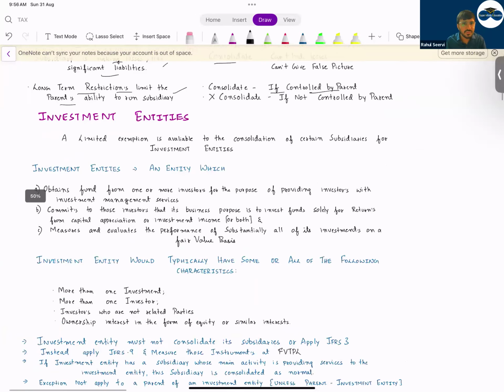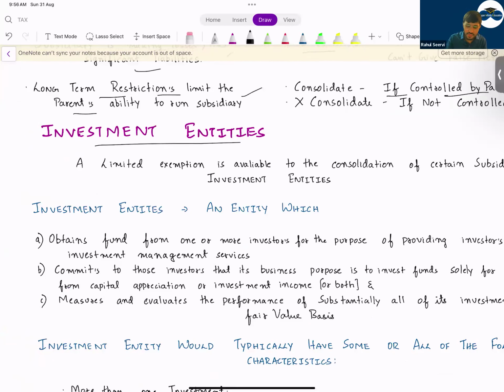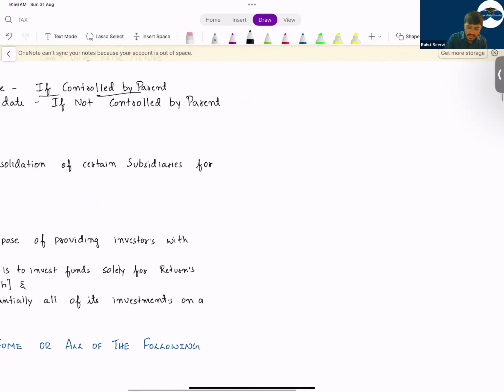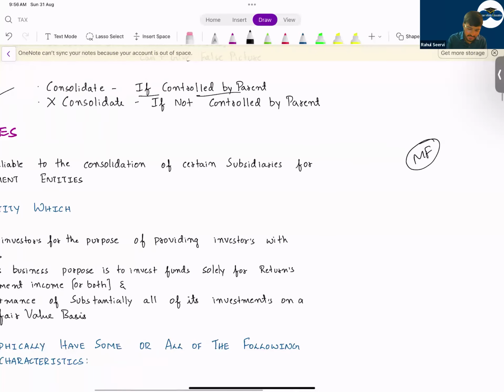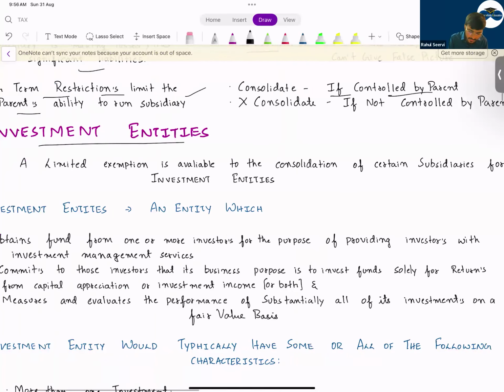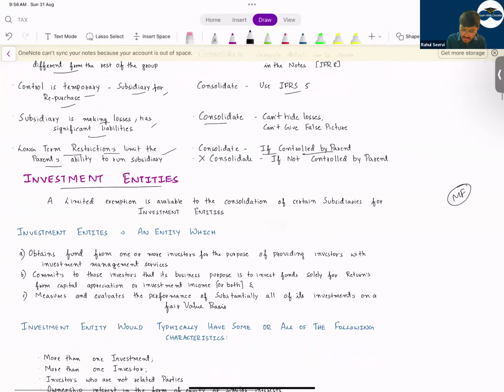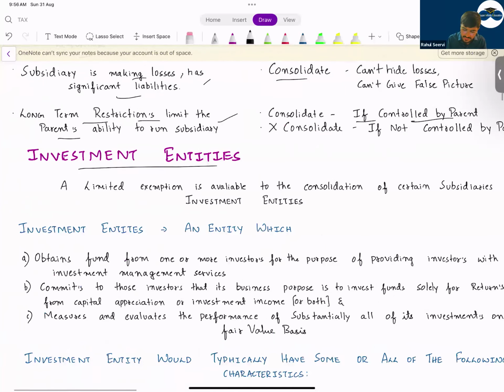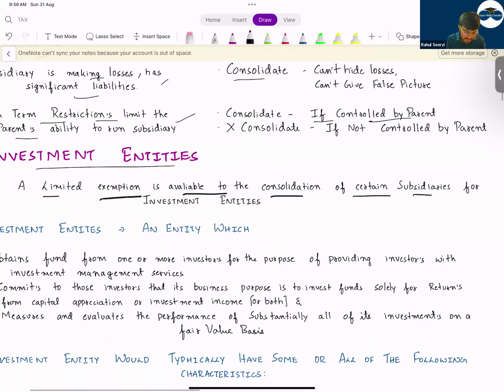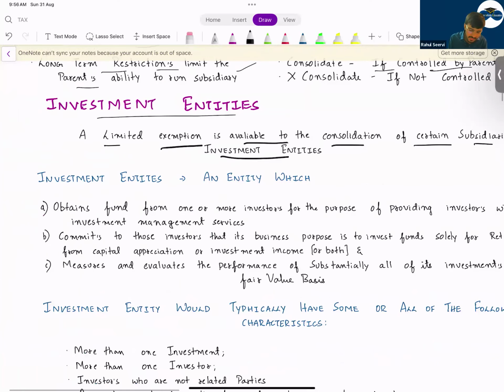So now what does this investment entity mean? Investment entity means like your mutual funds, insurance companies, etc. Here, a limited exemption is available to the consolidation of certain subsidiaries for investment entities. So see now, first understand what is an investment entity.